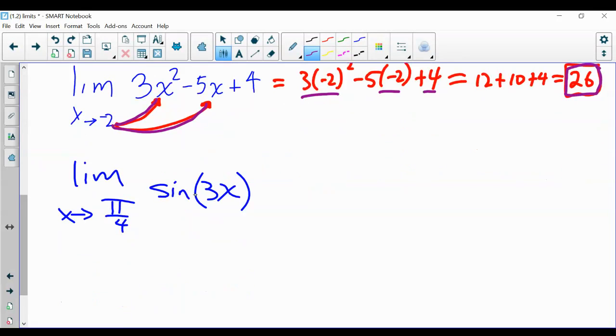Now, this is just a unit circle question. You guys try doing this one. We know that sine has no domain restrictions, so you can just plug in pi over 4 and then try that problem out. And then tell me what you get, okay?